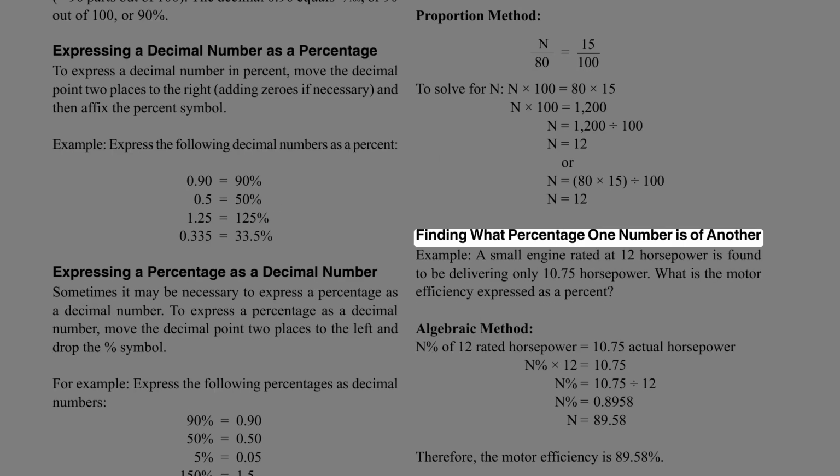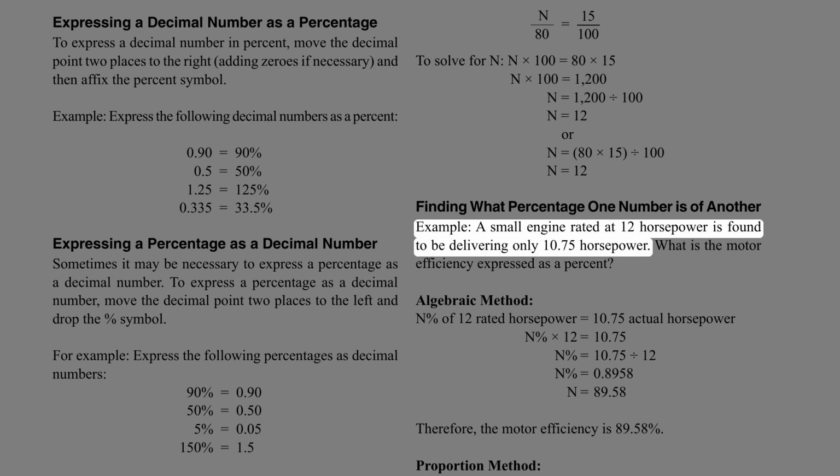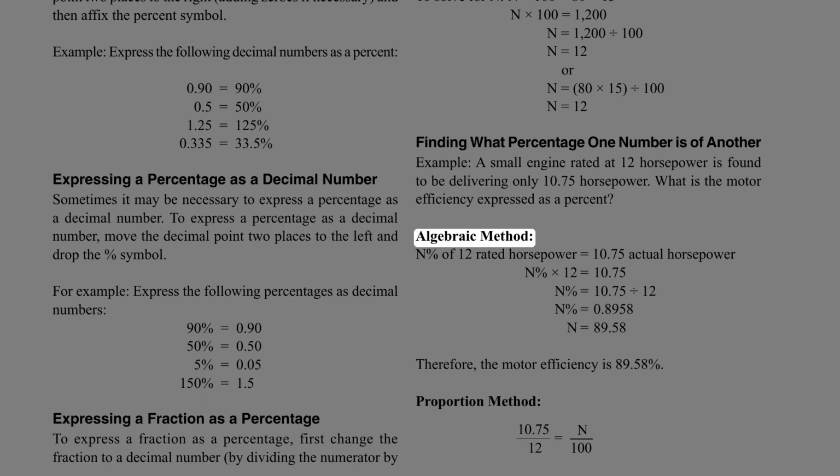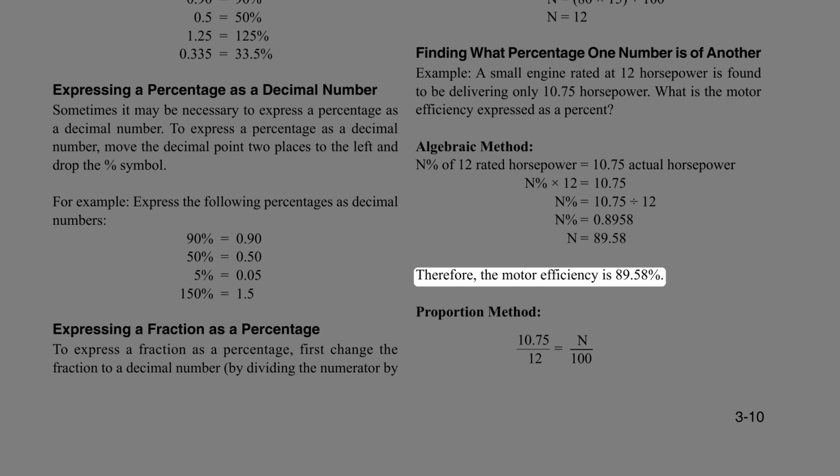Proportion method. Finding what percentage one number is of another. Example: a small engine rated at 12 horsepower is found to be delivering only 10.75 horsepower. What is the motor efficiency expressed as a percent? Algebraic method. Therefore, the motor efficiency is 89.58%.